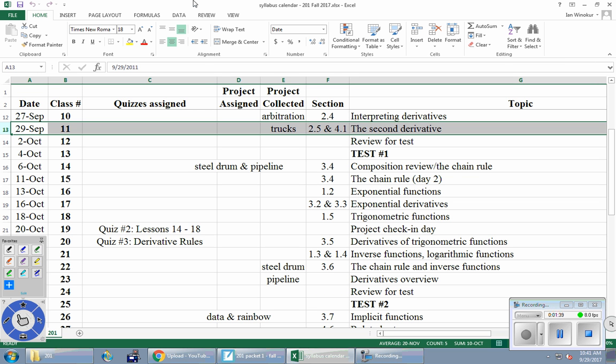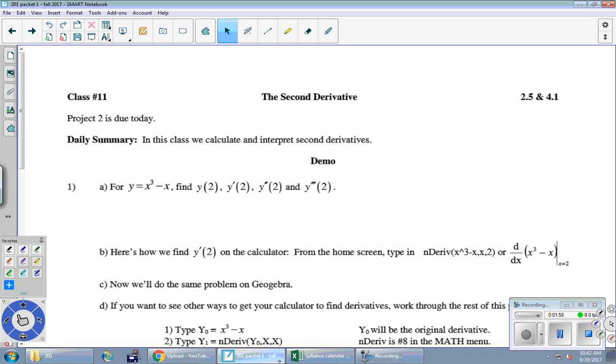One thing to note about the test is that you are welcome to use a cheat sheet during the test of your own creation, anything you want on it, one page, front and back, but no other resources. All right, let's get started.